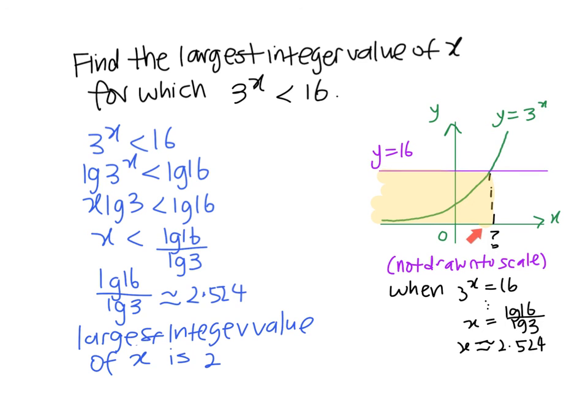So the largest integer value of x that will satisfy the inequality will be on the left of 2.524, hence the answer is 2.